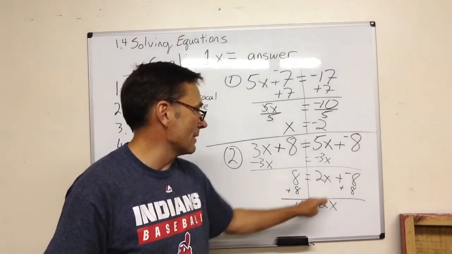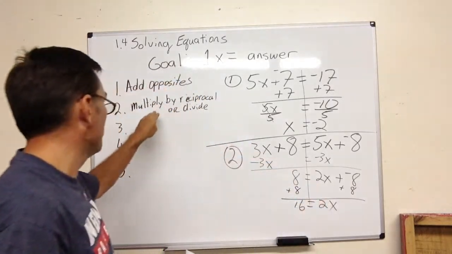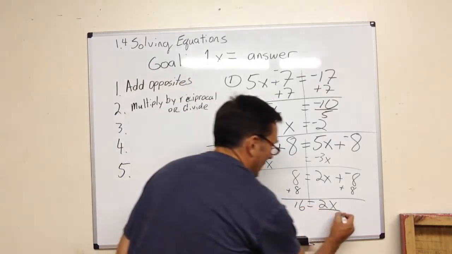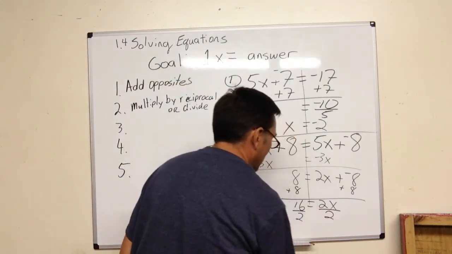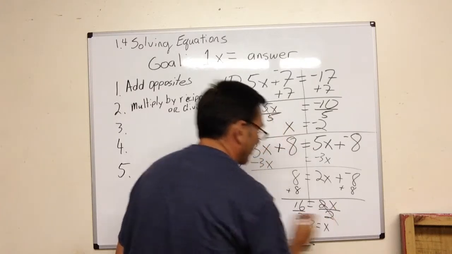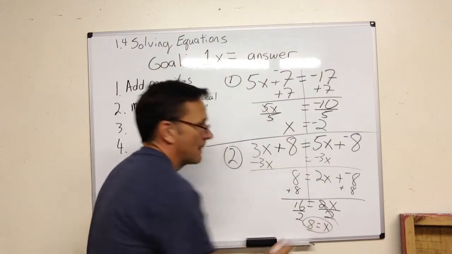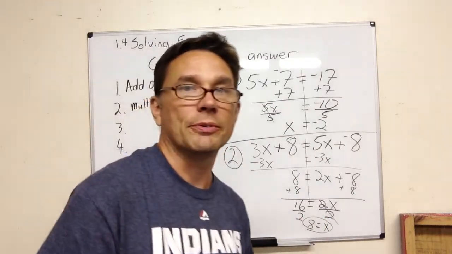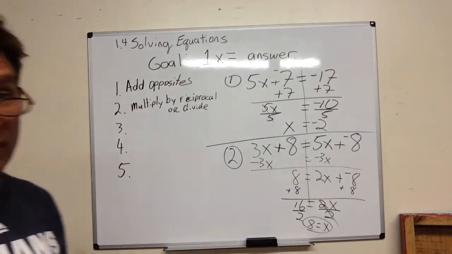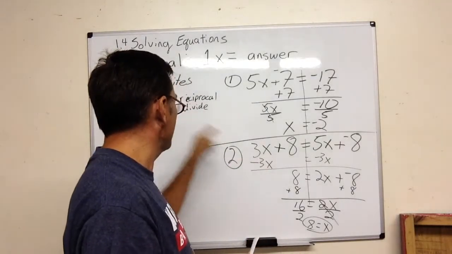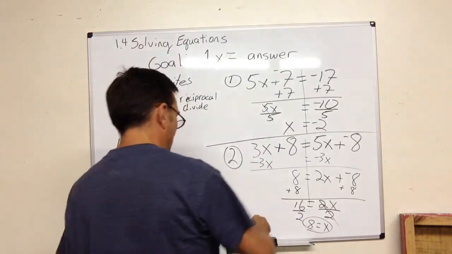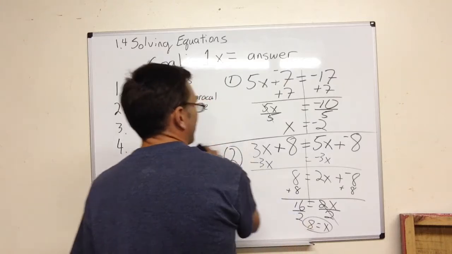We have the x's all by themselves. Our final step, we're going to multiply by reciprocal or divide. So we're going to divide by 2. 16 divided by 2 is 8, and 2 divided by 2 cancels out, and we have x equals 8. So there's our first 2 sample problems. And in both those problems, the only thing we did, we either added opposites or we divided. 2 steps we had to work on. Now looking at problem C.